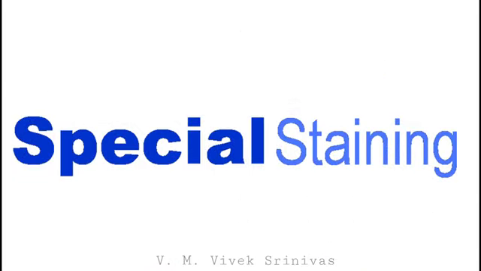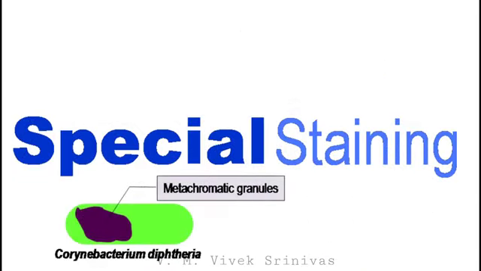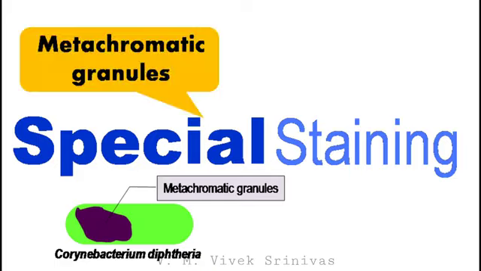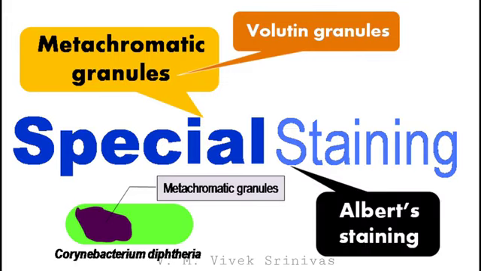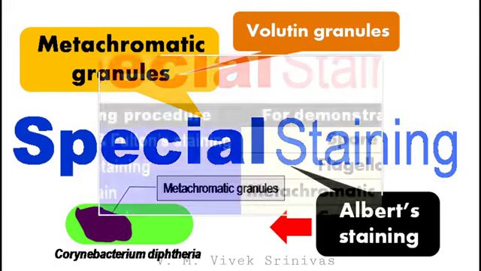Next, certain bacteria, like the Corynebacterium diphtheriae, possess the metachromatic granules inside the bacteria. This metachromatic granules, also called as the volutin granules. These granules can be stained by the Albert staining technique. Here, the granules are stained bluish-black, and the cytoplasm of the bacteria are stained green.